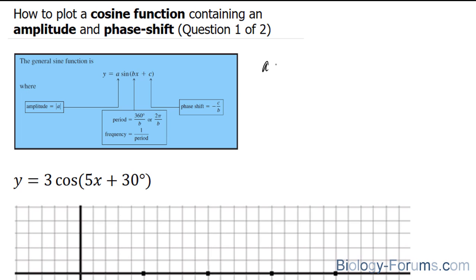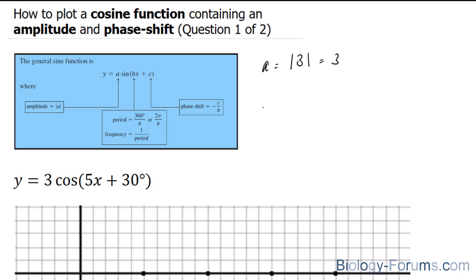So let's write that down. Your a value is the absolute of that number, which is 3. So if you're asked to find your amplitude, if this were negative, you can't simply say that it's -3. You always have to take the absolute. So our a value is 3.